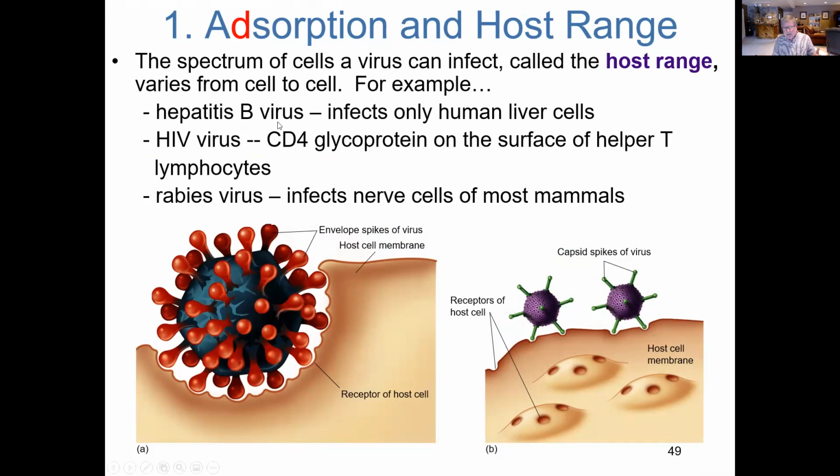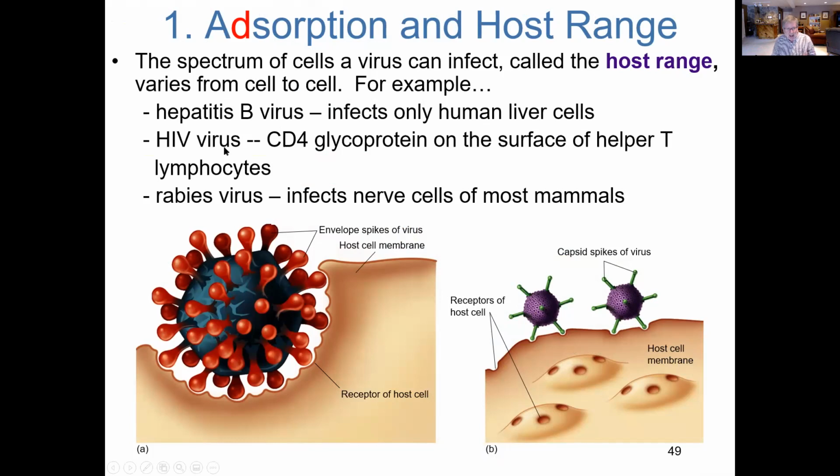Hepatitis B virus, for example, can only infect liver cells. It will not touch bone cells. It won't bother your skin cells. Your nerve cells will just not let them in. They don't have the proper receptors. Only liver cells have the proper receptors to fit the outer proteins of hepatitis B.